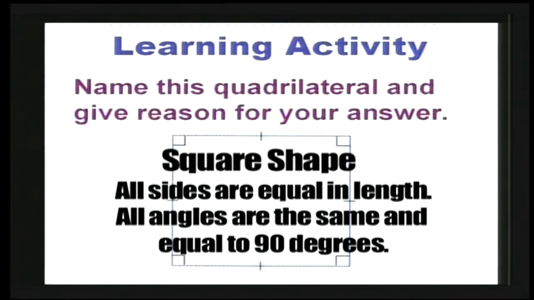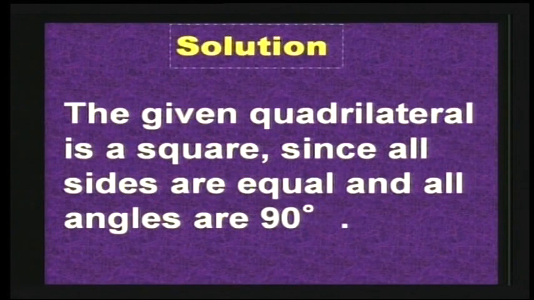Now, on the screen, the answer which we just gave should read like this: the given quadrilateral is a square since all sides are equal and all angles are 90 degrees. Is that clear? Okay, very good.